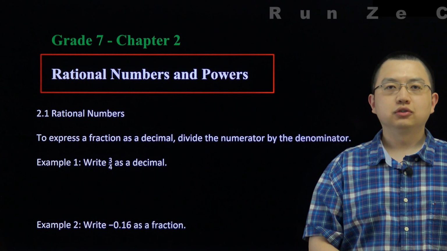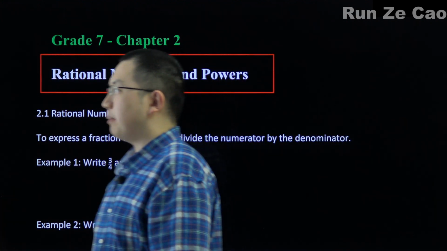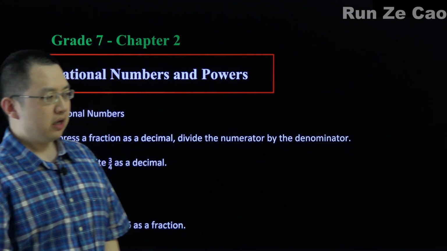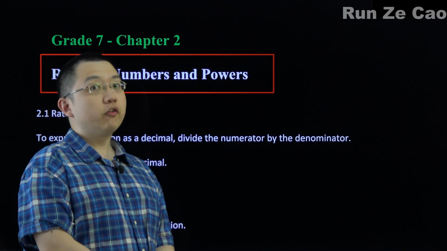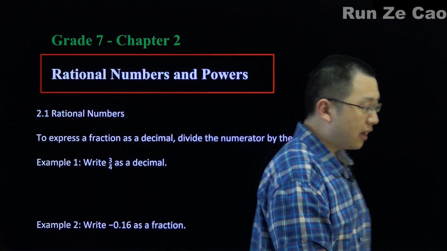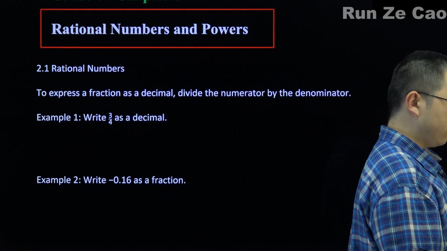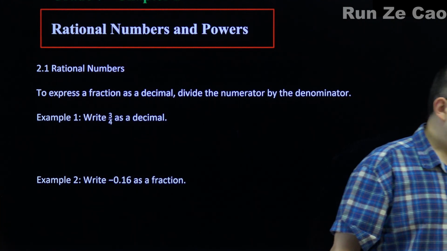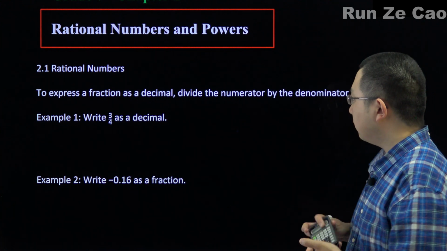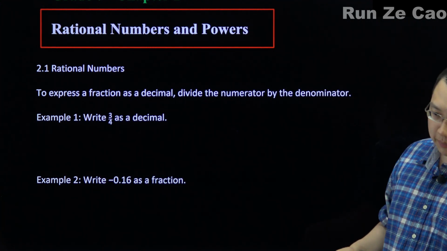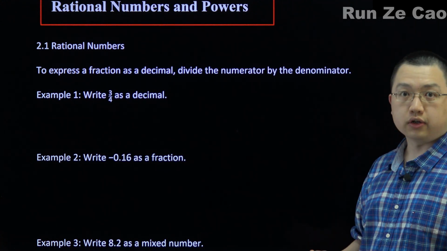What are rational numbers? Well, rational numbers are numbers that can be represented as fractions. For example, a whole number, like say 7, well, that's 7 over 1. You can represent it as a fraction, as a ratio of two integers. Now, if you want to express one of these fractions as a decimal, you divide the numerator by the denominator, which may or may not require a calculator.